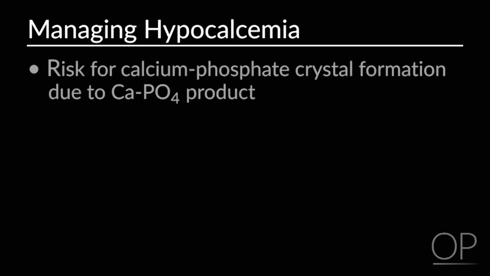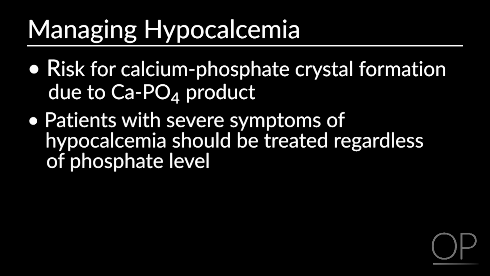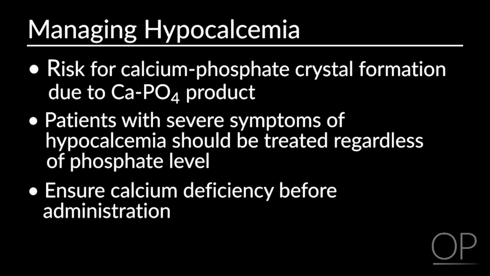The important thing to know is that sometimes the calcium and phosphate can interact and form crystals due to the calcium phosphate product. Patients with severe symptoms of hypocalcemia should be treated irrespective of phosphate level. However, most patients should have their hyperphosphatemia corrected prior to calcium supplementation to avoid the calcium phosphate precipitation. And so, when we provide IV calcium to a patient, we usually want to ensure that they're deficient.